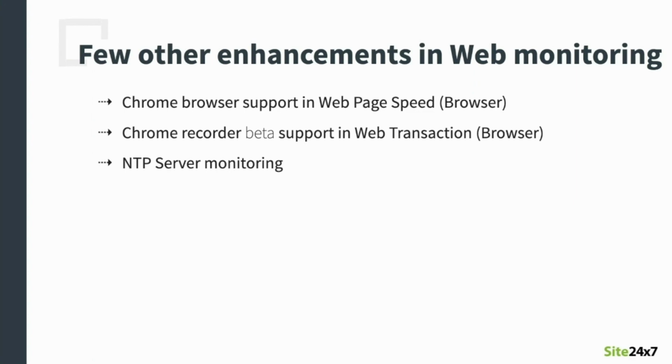Another new monitor that we have added is called the NTP server monitor or Network Time Protocol server monitor. The NTP server monitor will monitor your primary server and alert you if the secondary servers drift from the primary server or if the primary is not accessible.